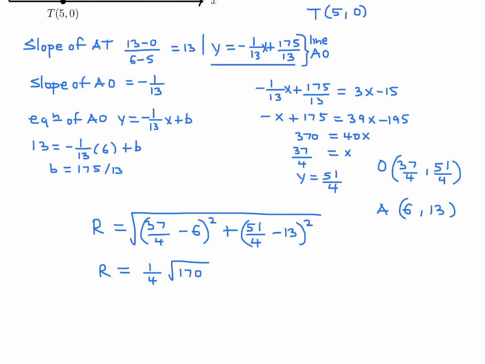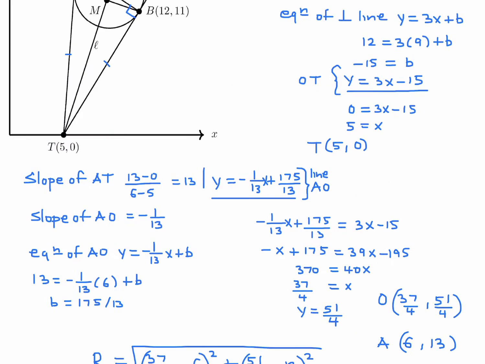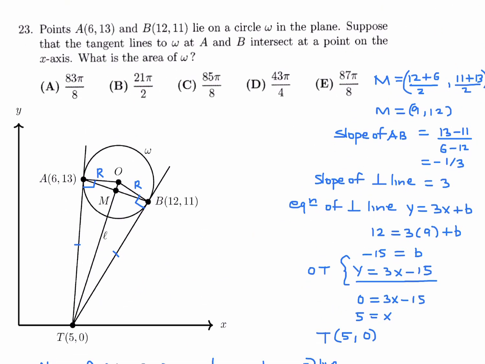And then finally, we have to figure out the area of that circle, and that's just pi r squared. So pi times the square root of 170 over 4, all squared, and that is of course going to be 170 over 16 pi, and in lowest terms 85 over 8 pi. 85 over 8 pi is C for number 23.